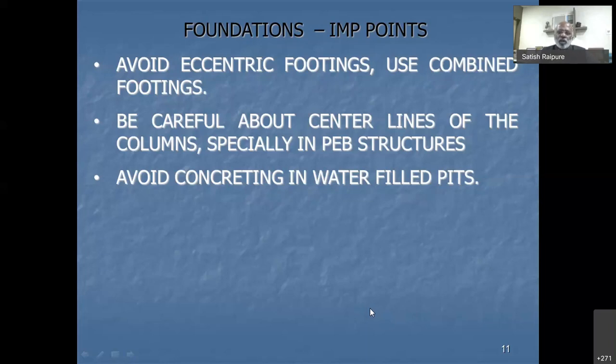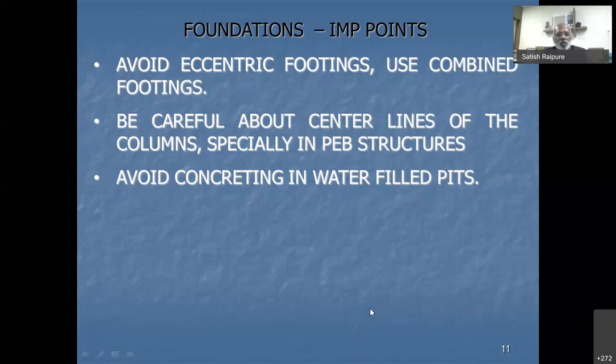Avoid concreting in water-filled pits. Many times I found that in small residential construction, even in multi-storied flat-scale constructions, if we found the subsoil water after the excavation, then the labor contractor puts dry mix in that particular area. When we asked him why you are putting the dry mix, he said, well, water is already there, and it will mix the concrete and we will get the strength. Friends, it's not like that.